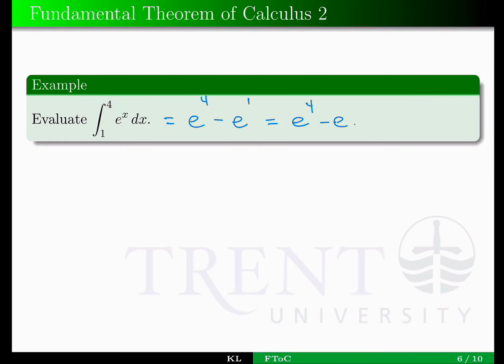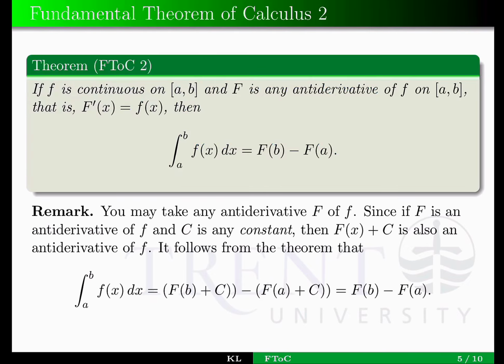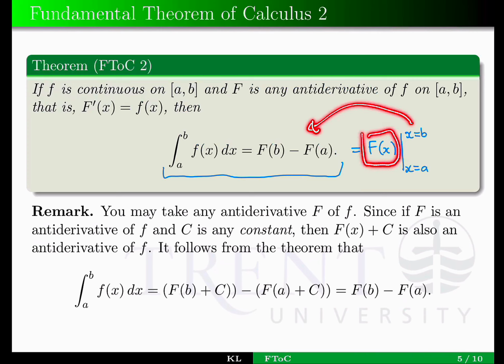Now, let me just go back to this expression here. You can actually rewrite this as capital F of x evaluated from x equals a to x equals b. This means that, in order to find the definite integral, you actually need to find this one first. A lot of times, I'll be doing this one before doing this one. Okay?